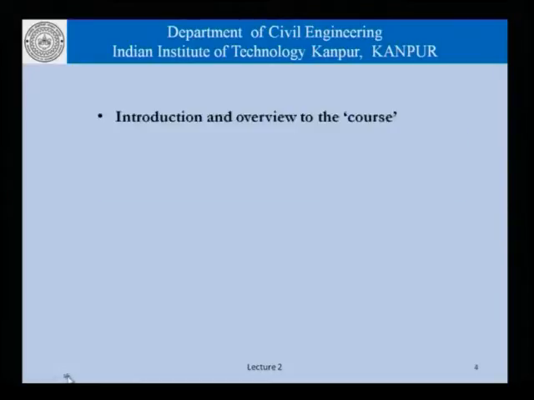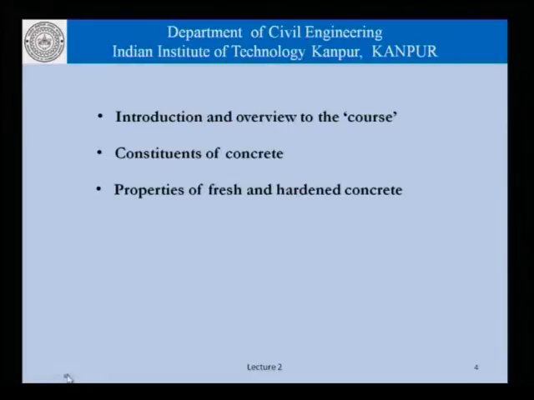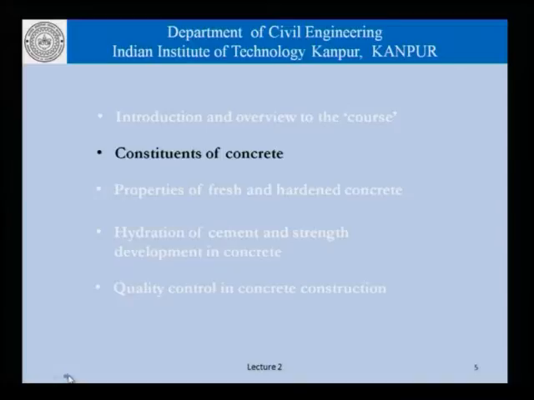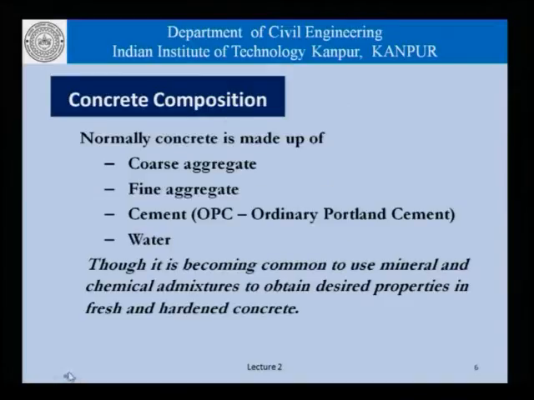And within this, we will be talking of introduction and overview, which we completed last time, constituents of concrete, properties of fresh and hardened concrete, hydration of cement and strength development in concrete, and quality control in concrete construction. So beginning with constituents of concrete, we've already seen that normal concrete contains coarse aggregate, fine aggregate, cement, which is ordinary Portland cement for the time being, unless we add some mineral admixtures and so on, and water, other than mineral and chemical admixtures.